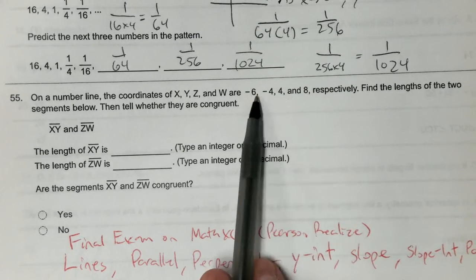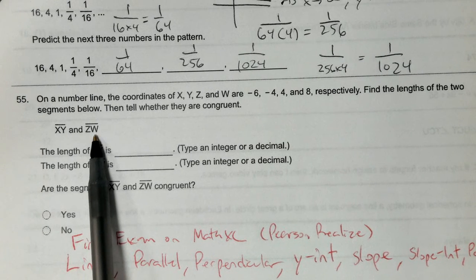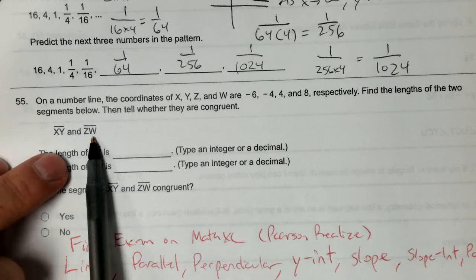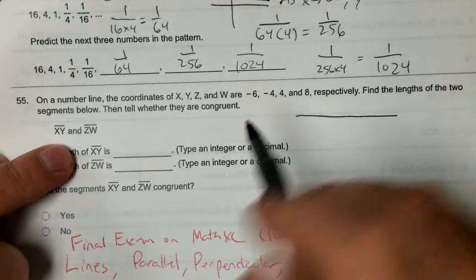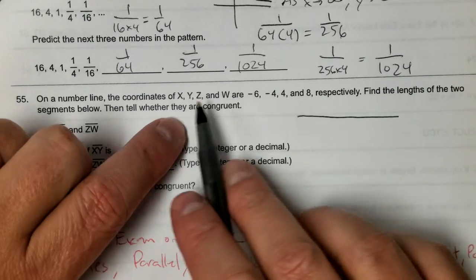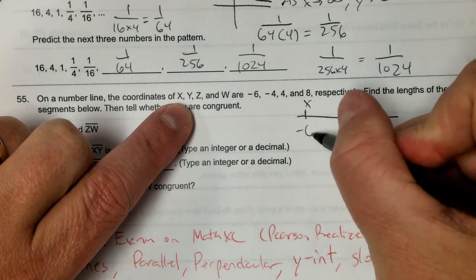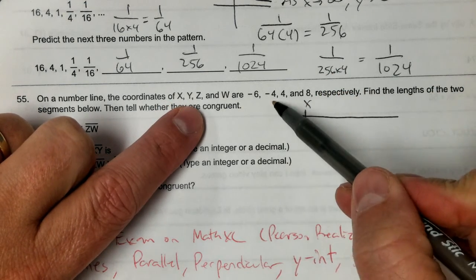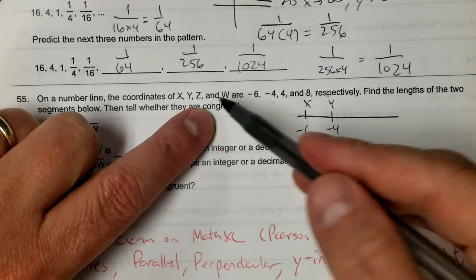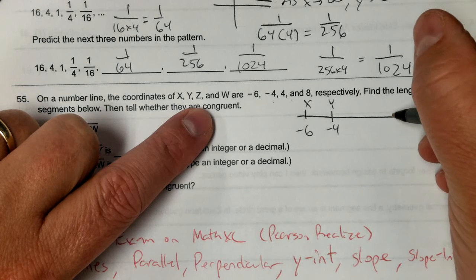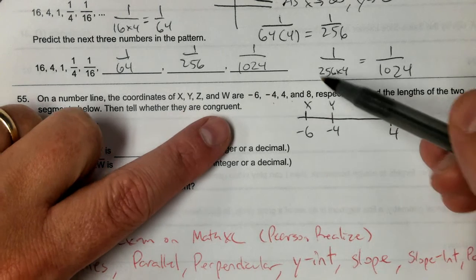Okay, now this one gives you a lot of coordinates, and it wants the length of XY and ZW. So my first step on this would be to draw it. It says respectively, that means X corresponds to the -6, the Y corresponds to the -4, the Z corresponds to the +4, and the W corresponds to the 8.